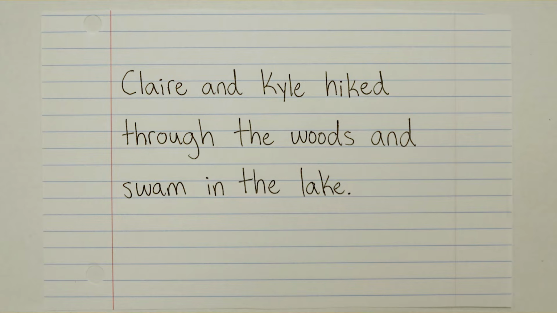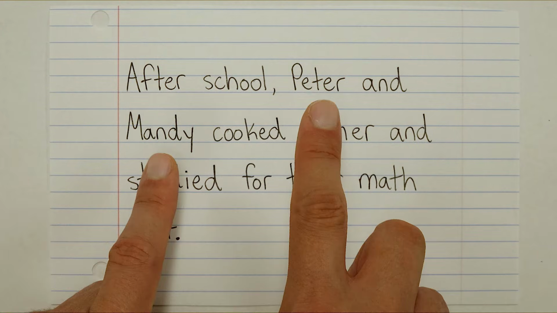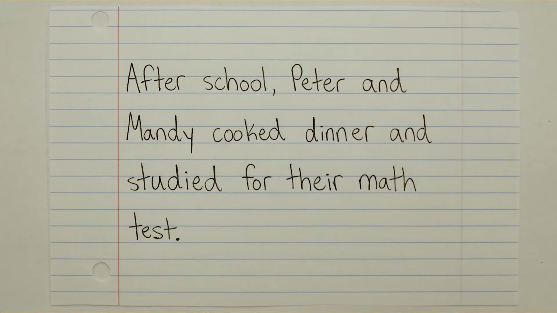The same is true even if we choose to add a little fluff to our sentence, like an introduction or something, like this. After school, Peter and Mandy cooked dinner and studied for their math test. This probably seems like a lot, right? Like, this sentence is way longer than Alex took a nap, but if you think about it, it's still just a simple sentence because there's still just one subject-predicate unit, and it's just one independent clause, one complete thought, one single, simple sentence. It's a long sentence, but it's still a simple sentence.